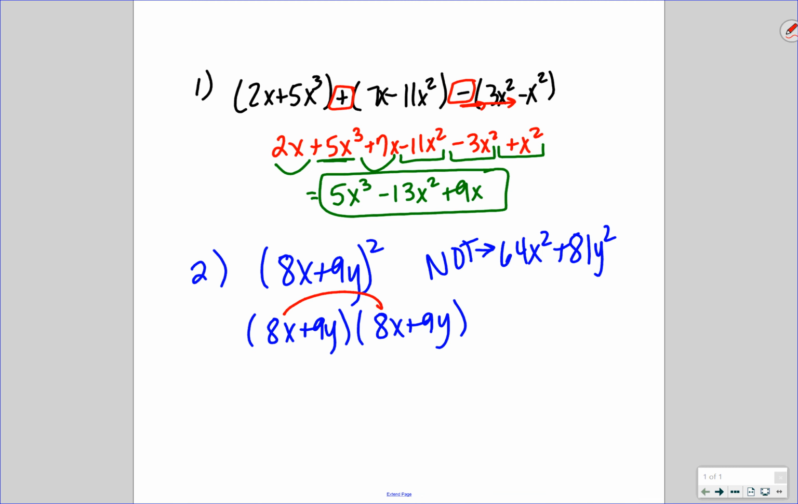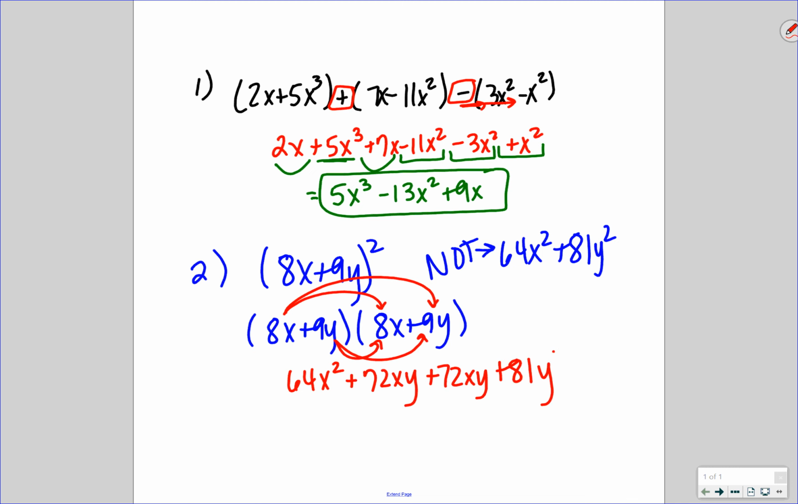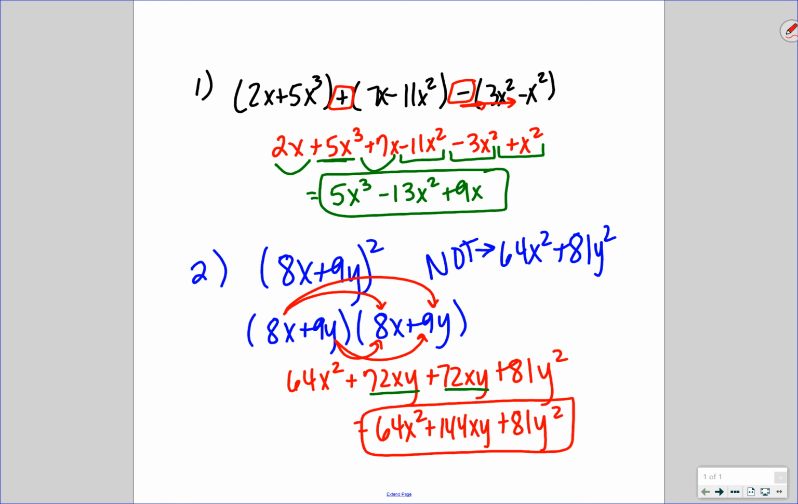So when I distribute here, 8x times 8x is 64x squared. So it is part of the answer, but it's not all of the answer. 8x times 9y is plus 72xy. My inside terms, 8 times 9 again, 72xy, and 9y times 9y, 81y squared. Now when I combine my like terms, I have 64x squared, and then I have 72xy plus 72xy, that's 144xy, and then plus 81y squared. No more like terms. That's as far as I can go.